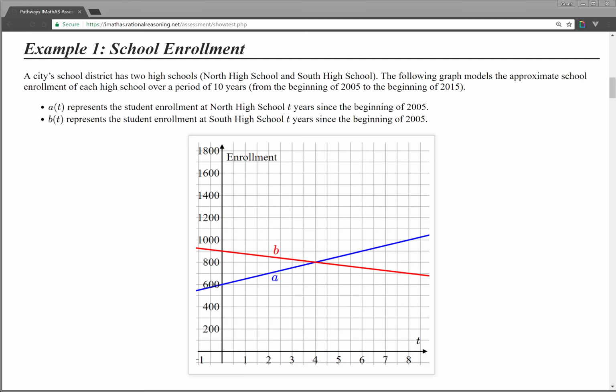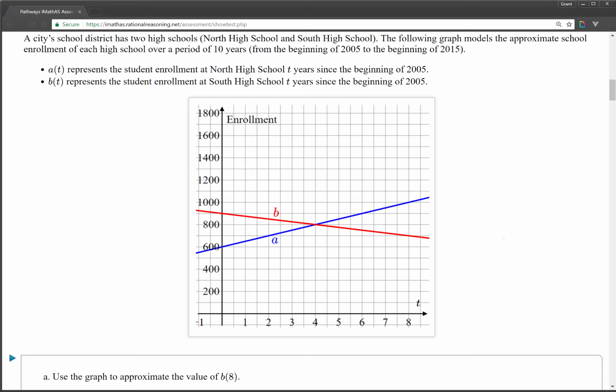Let's look real briefly at the following example. A city's high school district has two high schools, North and South. The following graph models the approximate school enrollment of each high school over a period of 10 years from the beginning of 2005 to the beginning of 2015. A of t represents the student enrollment at North High School t years since the beginning of 2005, and B of t represents the student enrollment at South High School t years since the beginning of 2005. And we've got the graph of the functions A and B here.